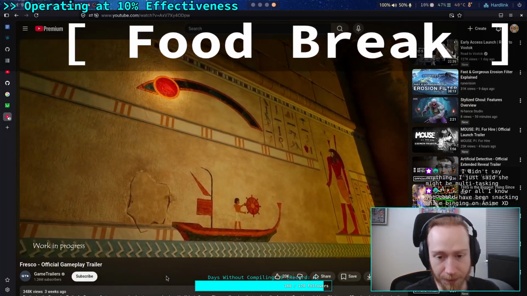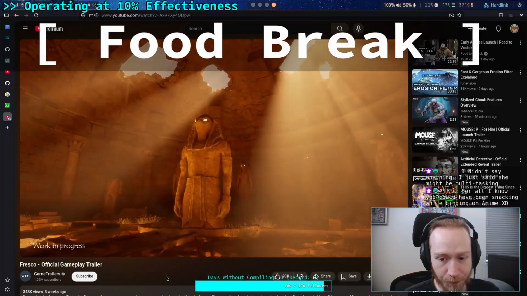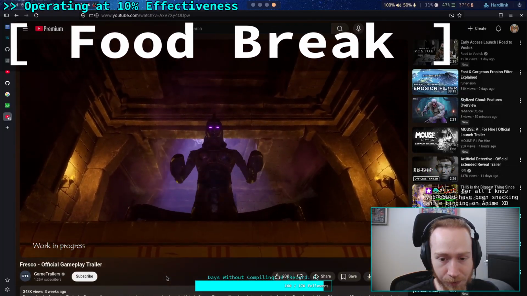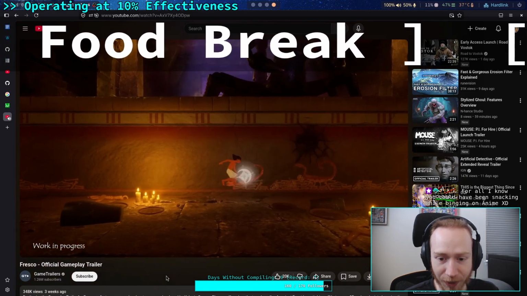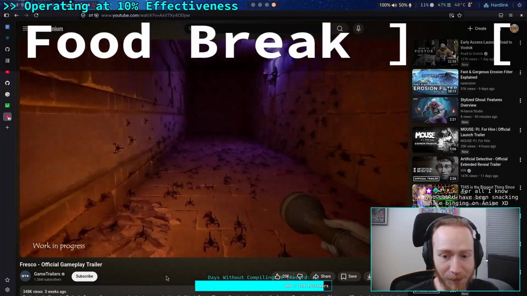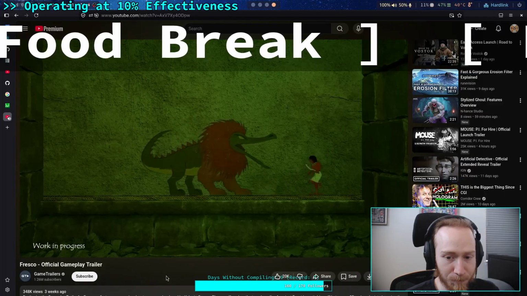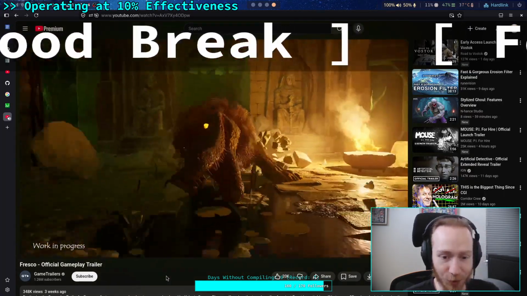There's a section in Mario Galaxy, or is it Mario Odyssey? There's a couple sections where they go to this 2D thing. This does look pretty cool.